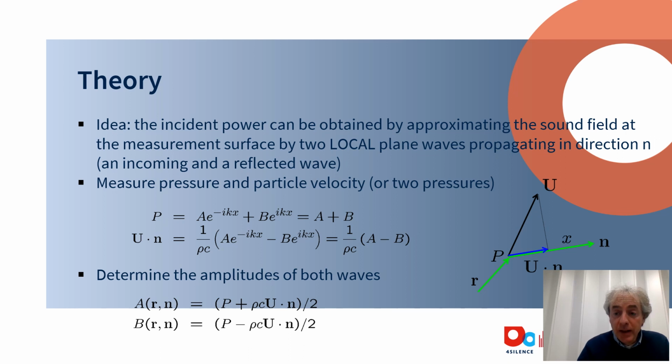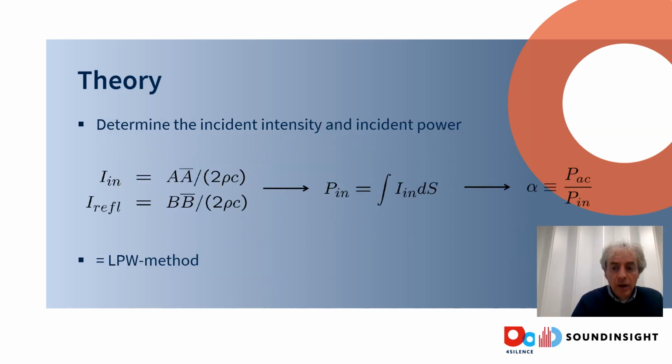We do that by approximating the sound field by two local plane waves. One plane wave incident on the absorber and one plane wave reflecting back from the absorber. And by doing these measurements and mapping this onto this model, we can deduce the amplitudes of the incoming and the reflecting wave, respectively A and B. So once we have the amplitude of the incoming and reflected sound wave, we can measure the associated intensity, and by integrating that intensity, we get to the sound power, and we can get to the absorption coefficient.